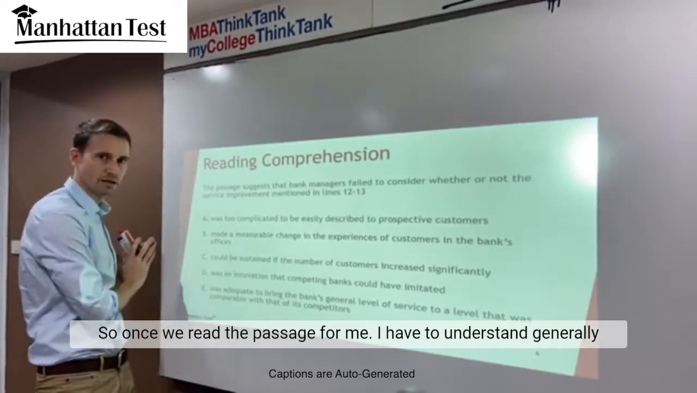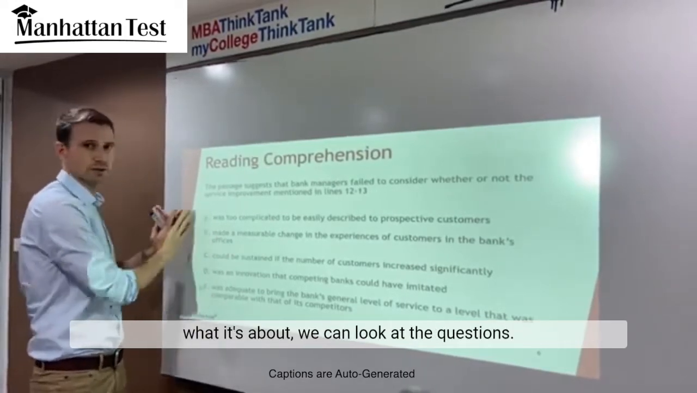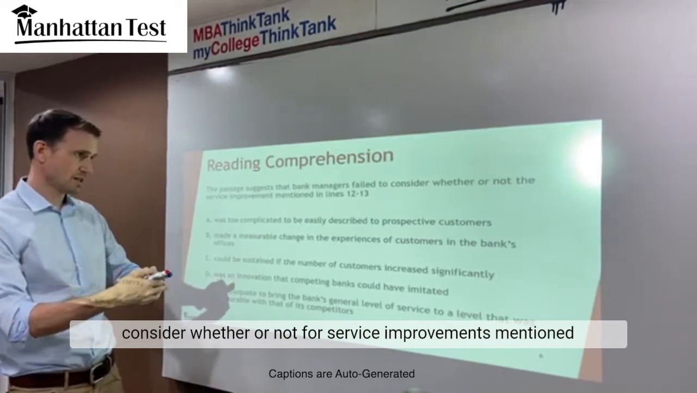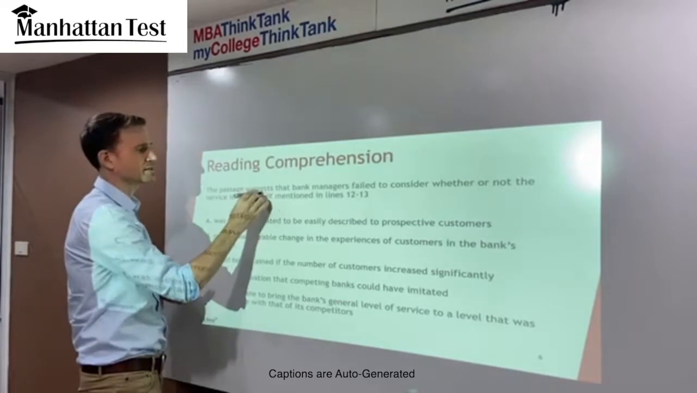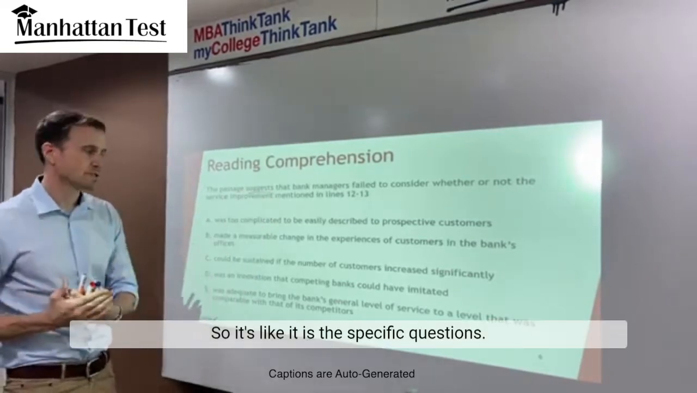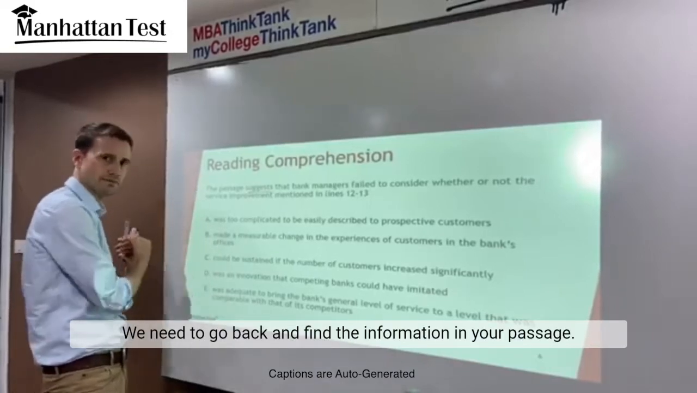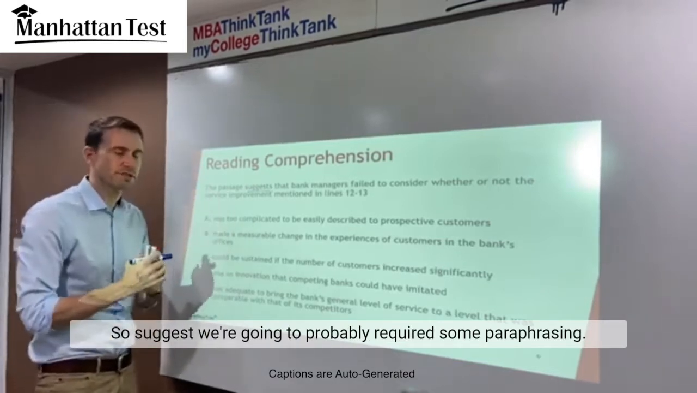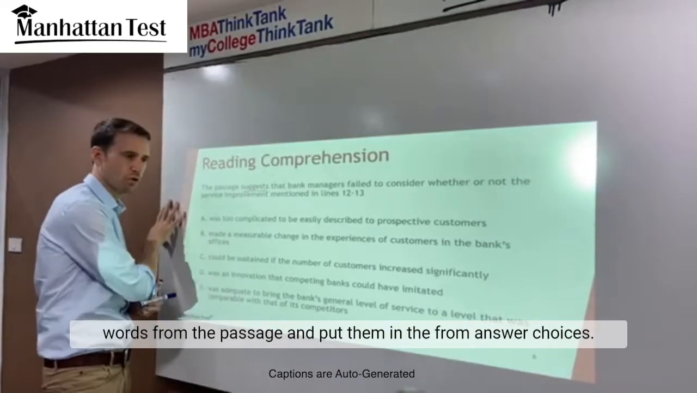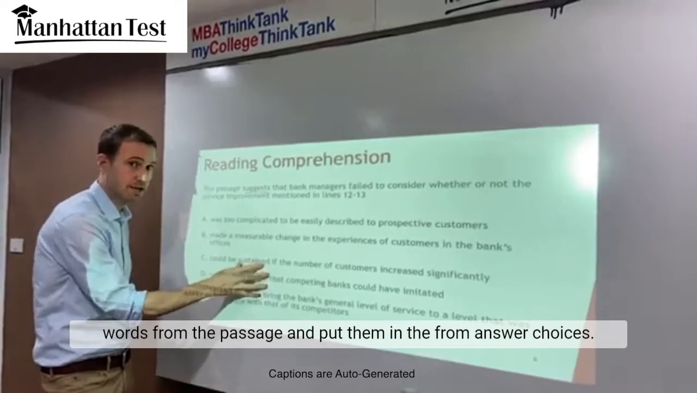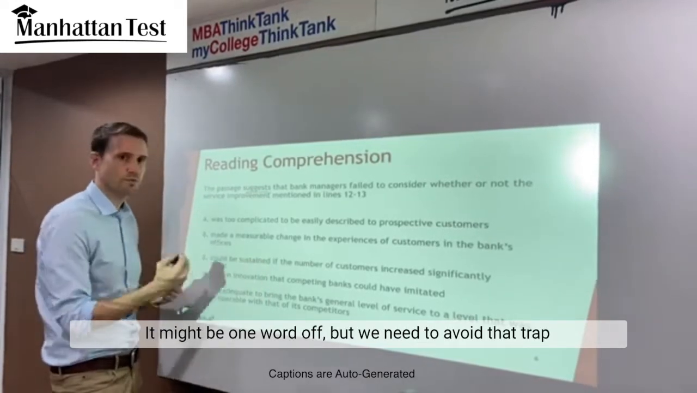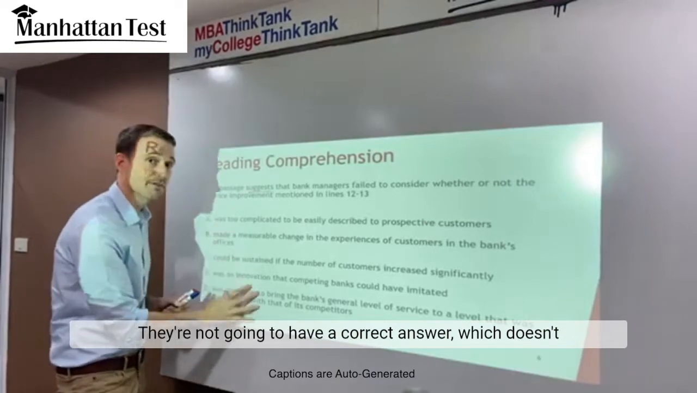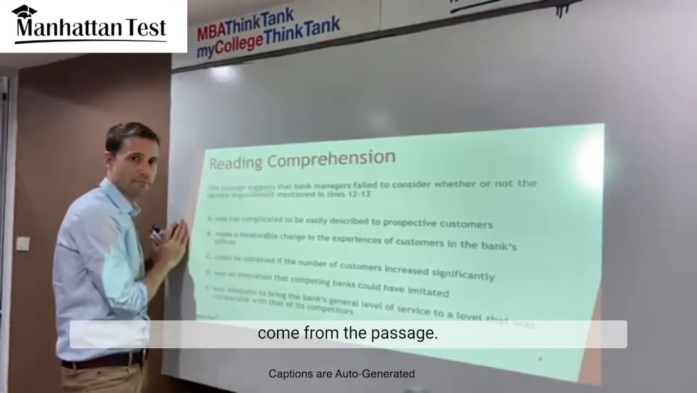So once we read the passage for meaning, to understand generally what it's about, we can look at the questions. So the passage suggests that the bank managers failed to consider whether or not the service improvements mentioned in lines 12 to 13. So it suggests, so it is a specific question. Specific questions, we need to go back and find the information in the passage. Okay, so it suggests we're probably going to require some paraphrasing. One of the key traps in reading comprehension is to take words from the passage and put them in the wrong answer choices. It might be the opposite, it might be one word off. But we need to avoid that trap by finding the information in the passage.